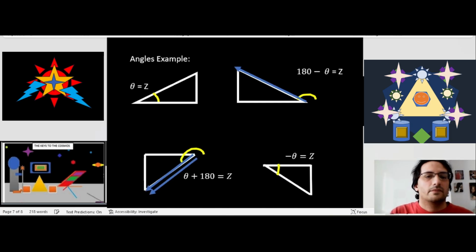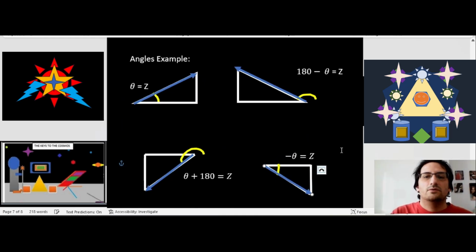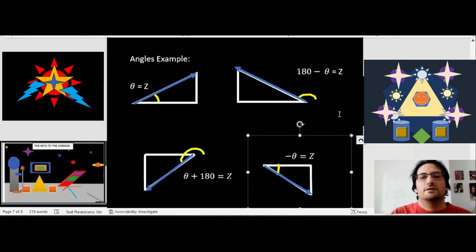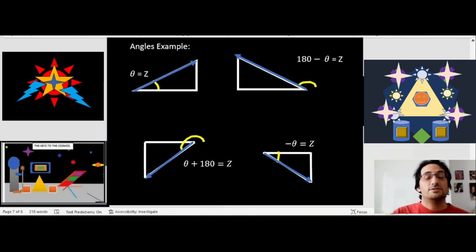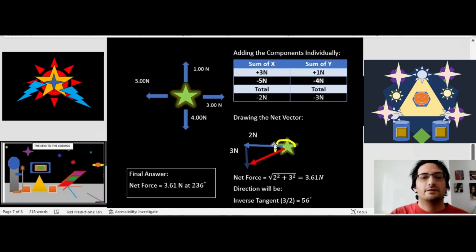And this right here was an example of an angle from the x-axis, with the net force pointing this way. In the last example, we have the angle pointing down below the x-axis. So you take the negative of this angle, and that gives you the direction. So these are the 4 cases involving the 4 quadrants in the coordinate system. My advice: always start with the x and then go to the y when drawing the net force vector.